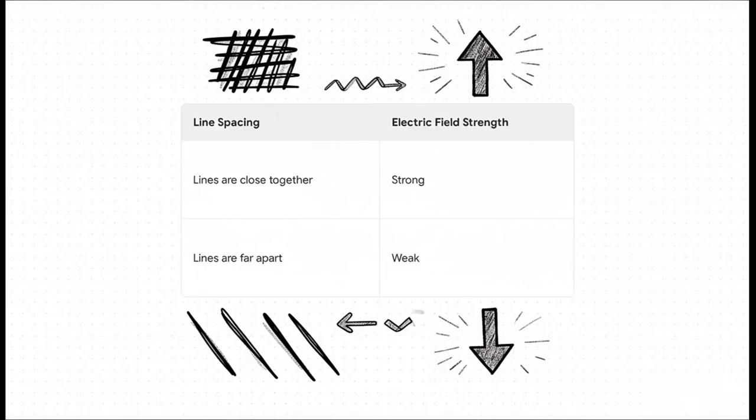Wherever you see the lines are all bunched up, practically shoulder to shoulder, that's where the electric force is powerful and intense. And where they spread out, with a lot more space between them, the force is much weaker. So a quick glance at the map tells you exactly where the action is.